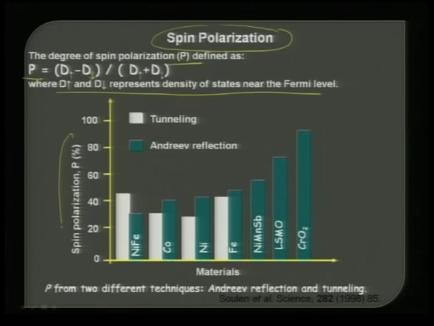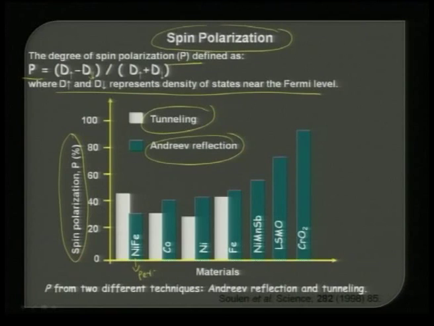Now, to measure this spin polarization, there are two methods. One is the tunneling technique and the other one is the Andreev reflection method. In both cases, we can measure the spin polarization of the ferromagnets you are using, for example permalloy, nickel iron. In a tunneling experiment, you see spin polarization up to say 40%, whereas in the Andreev mode you see around 35%. The same is true for cobalt, and you can measure for nickel iron, and for nickel manganese antimony. This is called a Heusler alloy.